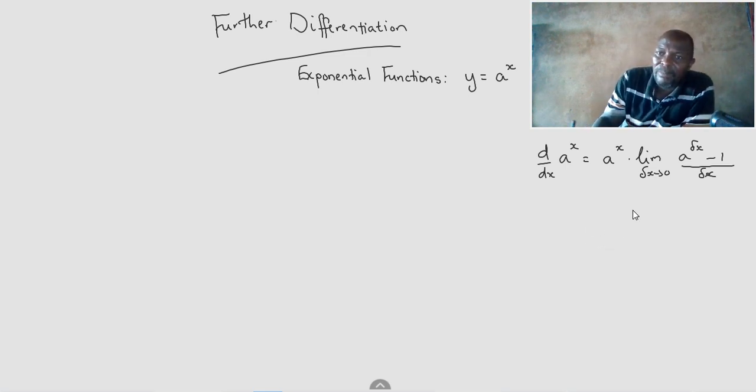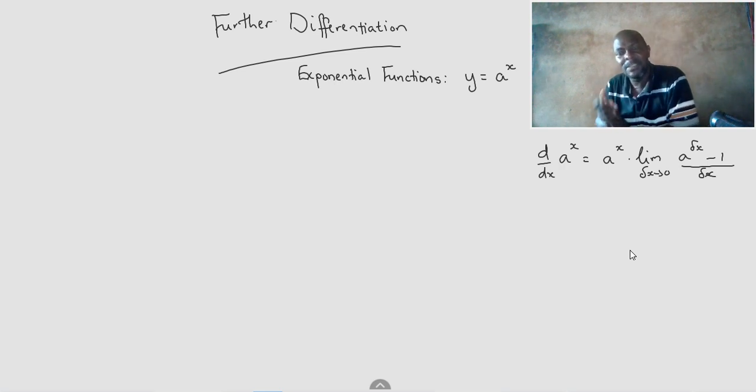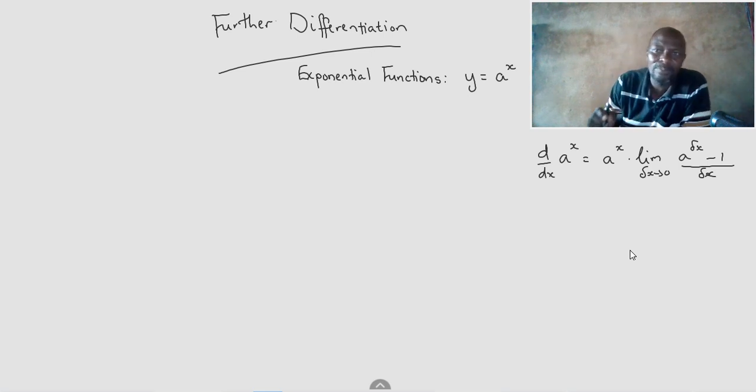Because remember, the derivative of this function is the function times its gradient at 0, 1. So the e function has the gradient at 0, 1 being 1, therefore the derivative and the function are actually equal. Very unique, very useful, very important to us.